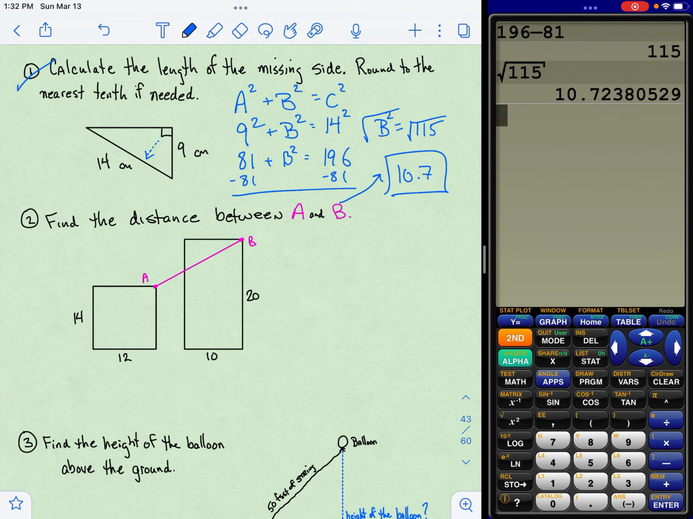Okay, so that's the procedure for finding any missing side in a right triangle. That's it. Just decide which side is which, A, B, or C. Place them in the equation, and then just solve your equation. Moving on to number 2.